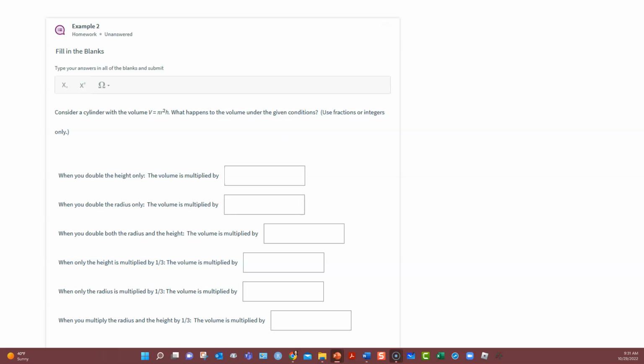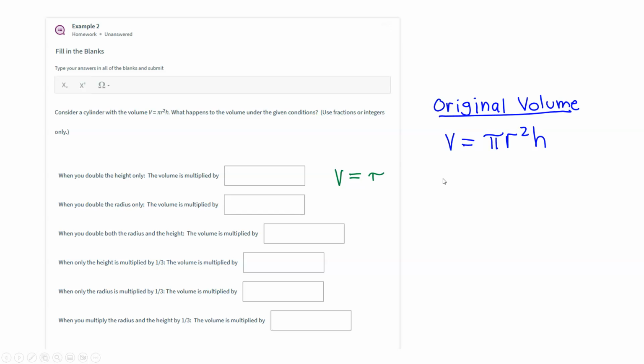So the original volume, as you can see by the formula, is pi r squared times h. When you double the height only, you're going to be multiplying this by 2. So you're going to have pi r squared times 2h, which if you simplify this is going to be 2 pi r squared h, which is 2 times the amount you have up here. So the volume that you had originally is being multiplied by 2.